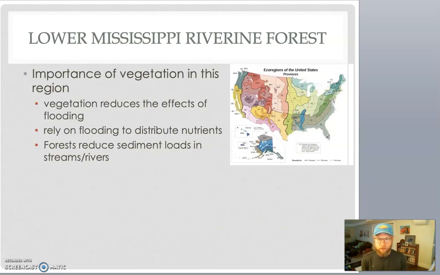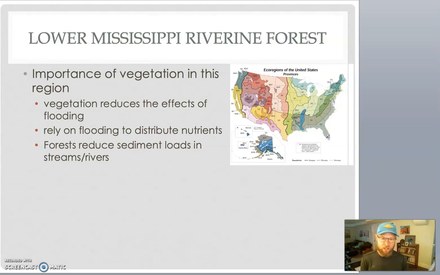The reason I talked about this ecoregion is because of its importance to the health of the Mississippi River, as well as the Gulf Coast, or the Gulf in general. These forests, comprised of the oak gum cypress, the elm, ash, cottonwood, and the oak hickory, are really important in mitigating the effects of flooding. With those forests removed, we see a lot more negative impacts of flooding in the region.